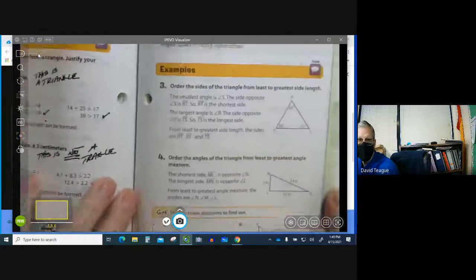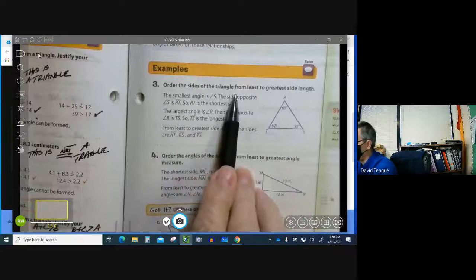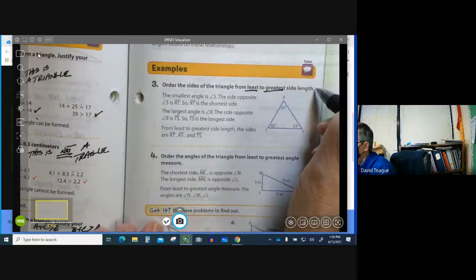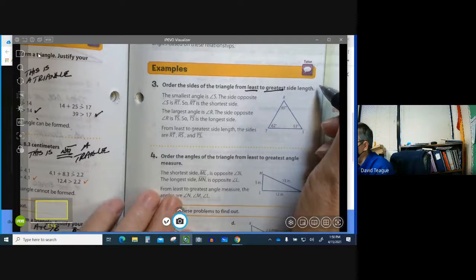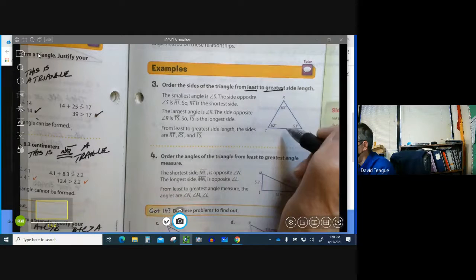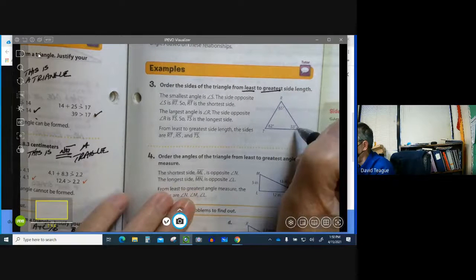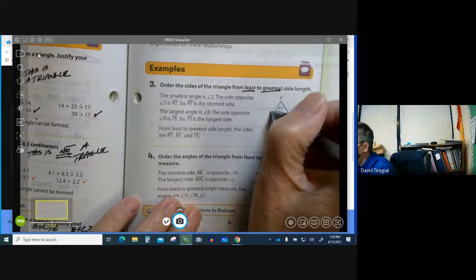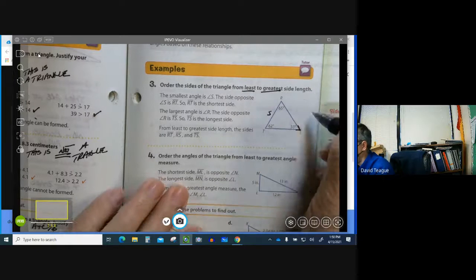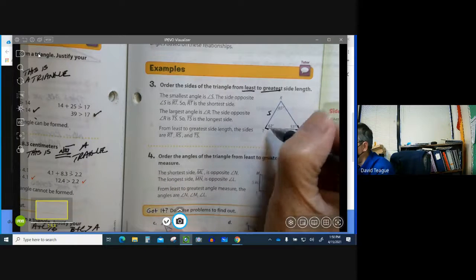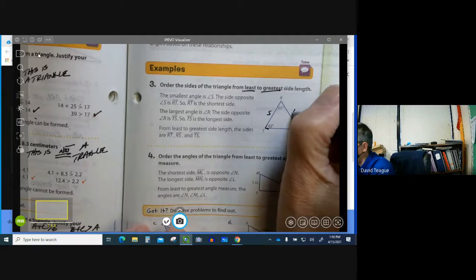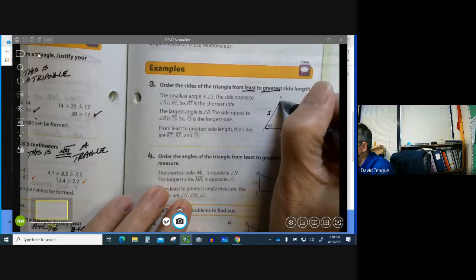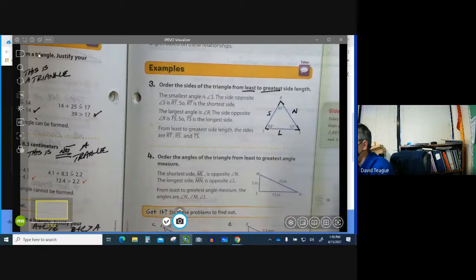So in this example here, order the sides of the triangle from least to greatest by the side length. Okay? So if we look at our angles, the smallest angle we have is 53. The side opposite this angle is the smallest side. The next biggest angle is 62 degrees, so the next biggest side is over here. I'll put N for next. And 65 degrees is the largest angle, so this would be the longest side.